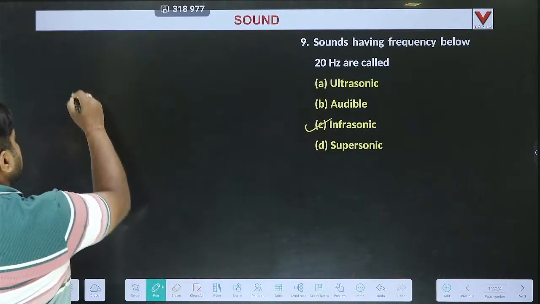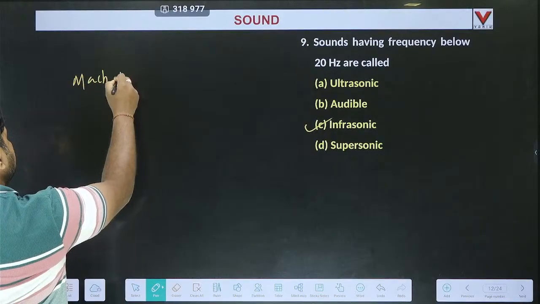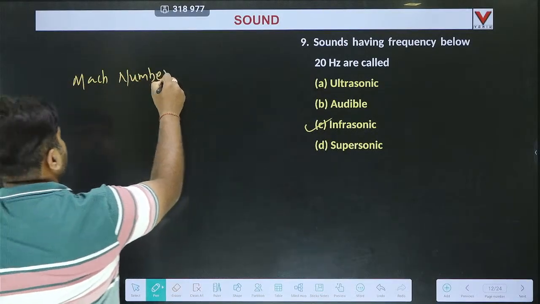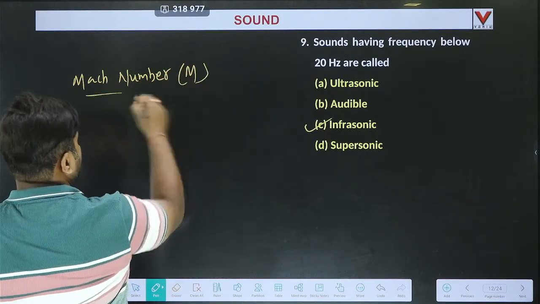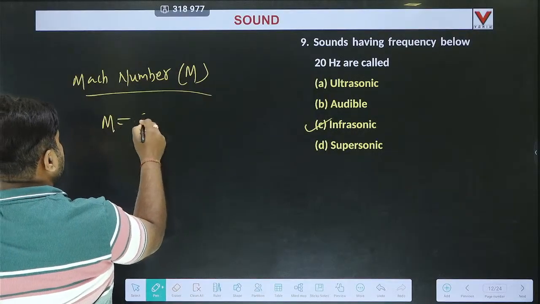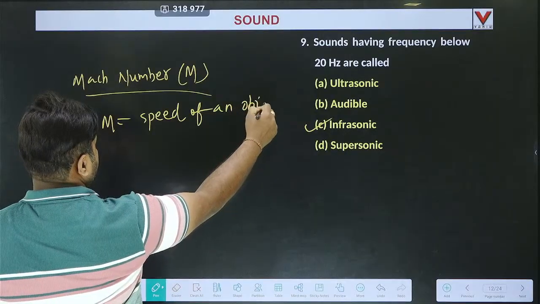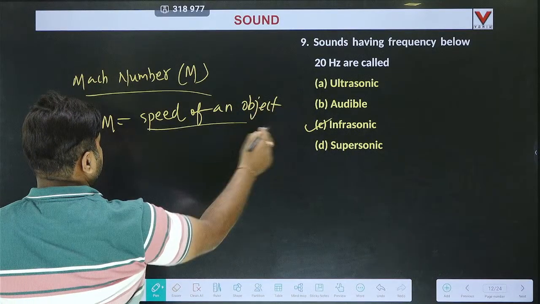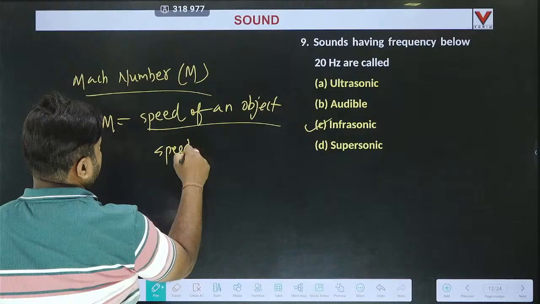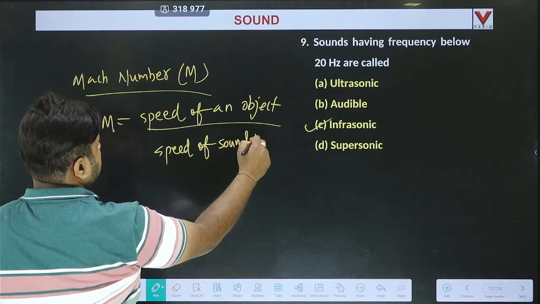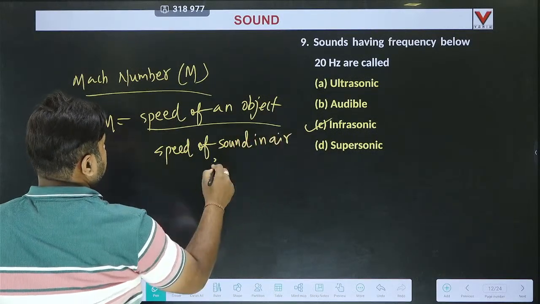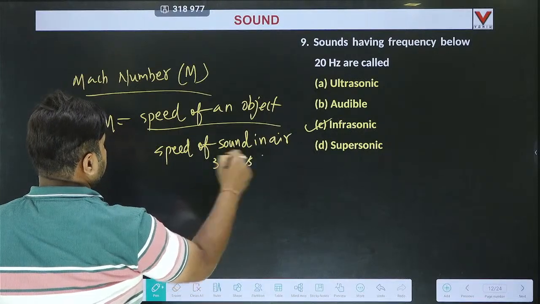What is important with sound is the Mach number, denoted by M. Mach number is the ratio of the speed of an object divided by the speed of sound in air. Normally it is 330 meter per second in air.